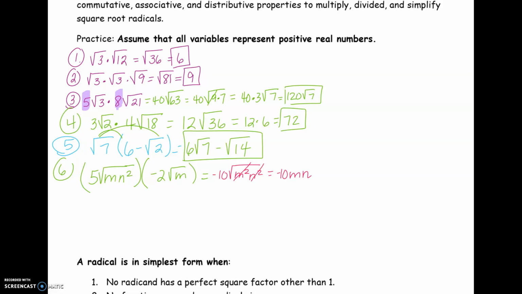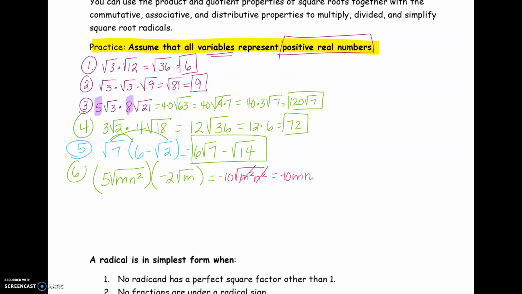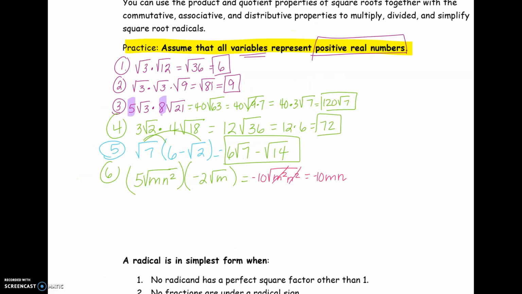Okay, one thing I forgot to point out when I started doing these was the directions. Practice. Assume that all variables represent positive real numbers. Because it's telling us that all variables are positive real numbers, we don't have to worry about putting absolute value symbols around any of our odd exponents with variables. So whenever you see that in your directions, you don't have to worry about your variables having absolute value.